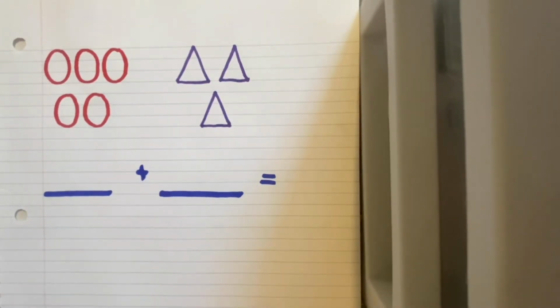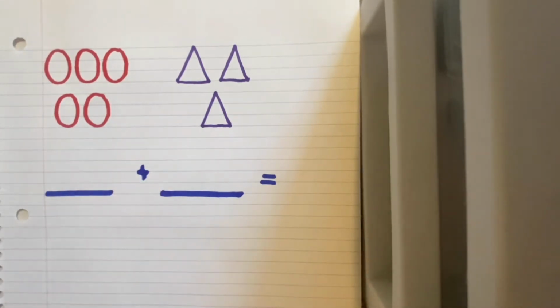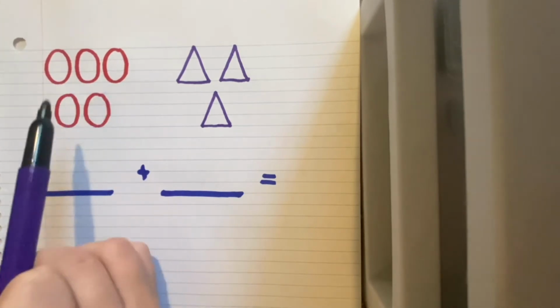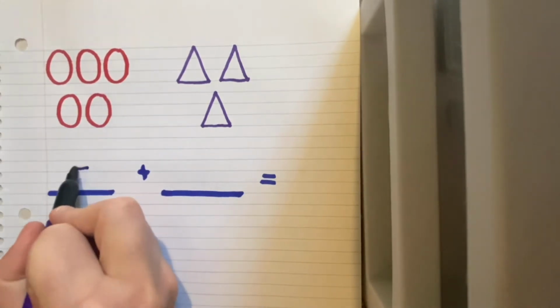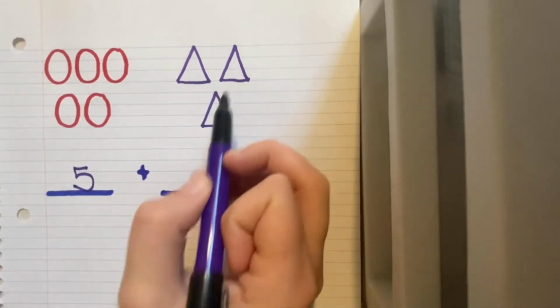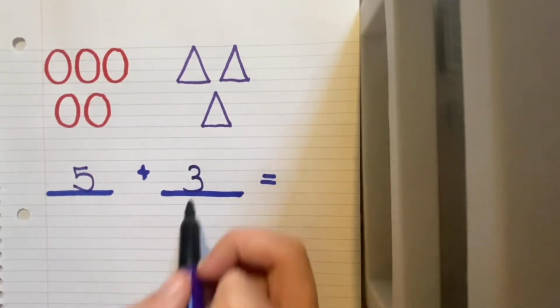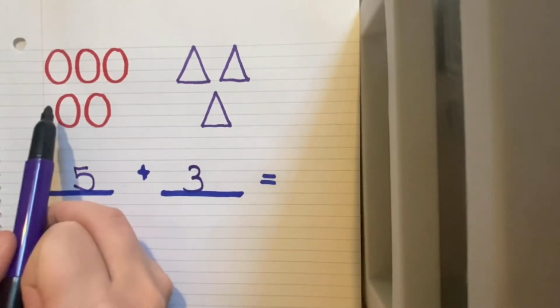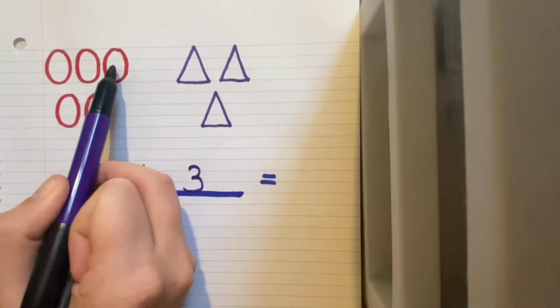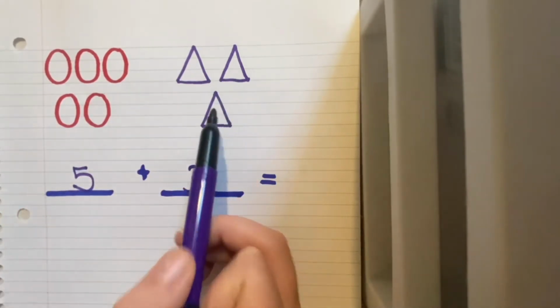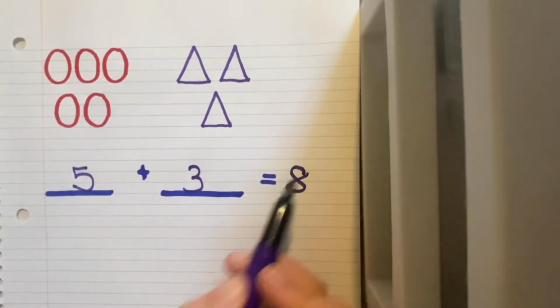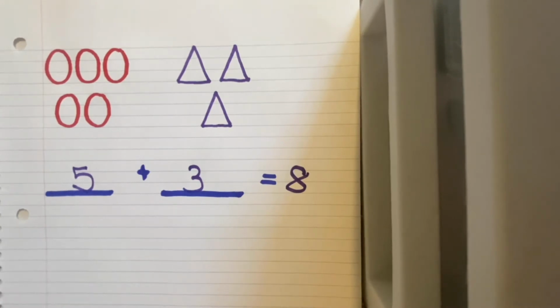All right, one last addition problem before we move on to subtraction. You can see that we have circles and triangles. We have 1, 2, 3, 4, 5 circles, and 1, 2, 3 triangles. We'll add them all together. 1, 2, 3, 4, 5, 6, 7, 8. You can see that 5 plus 3 equals 8.